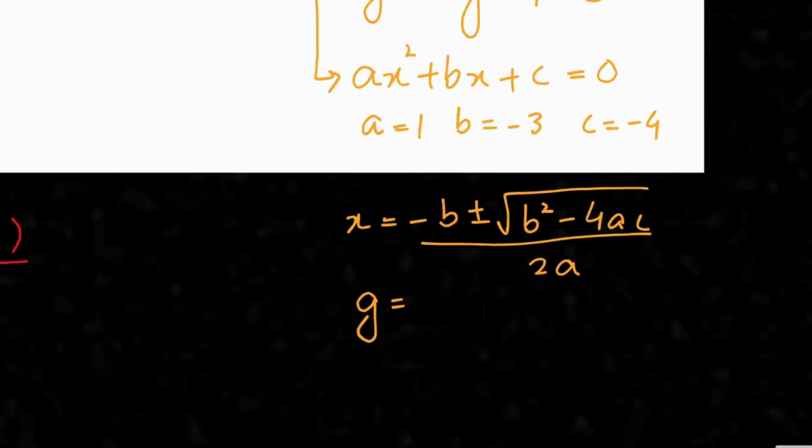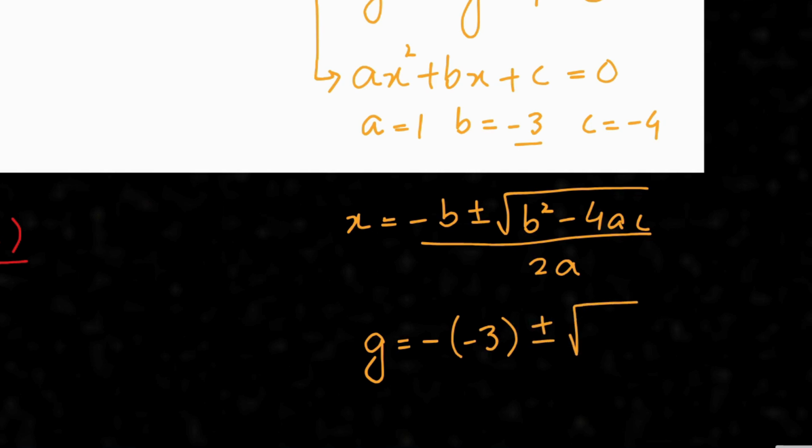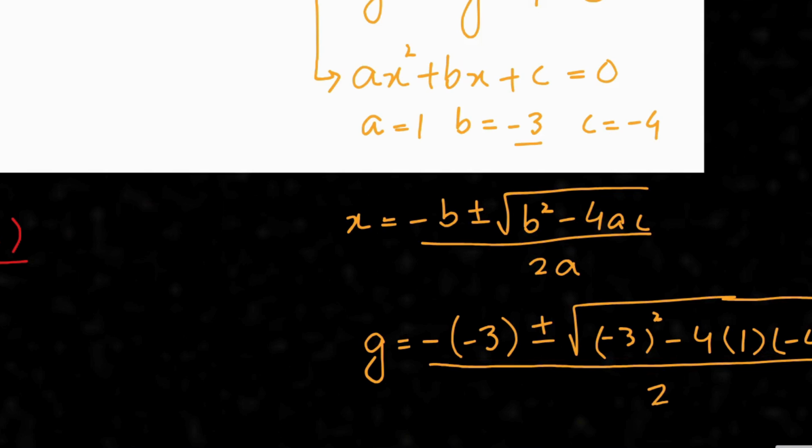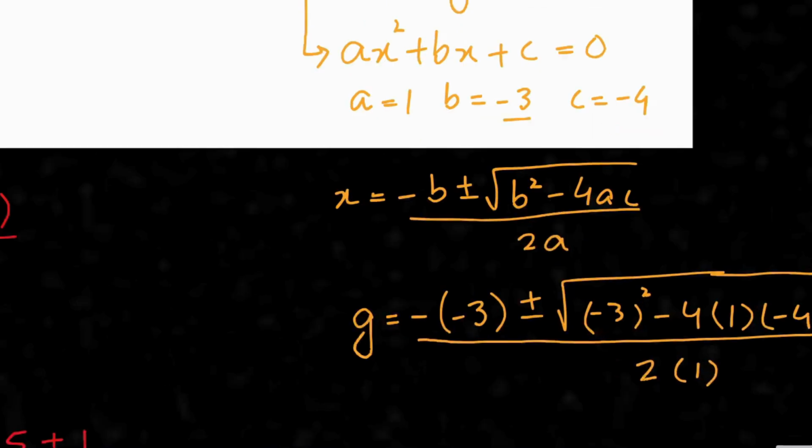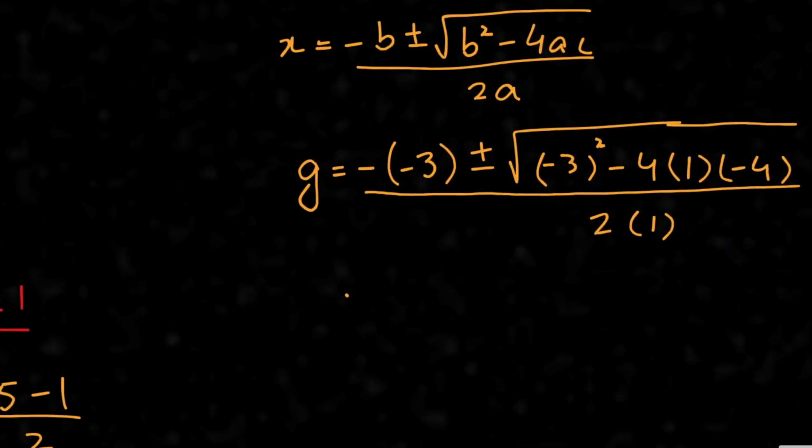Now I'm going to put all the values into the formula. So g is equivalent to, what is the value of b? That's minus 3, so minus is already there, and minus 3 will be put over here, plus minus radical minus 3 square minus 4ac, and all of it divided by 2 into 1, which is 2a. Now I will solve it further.